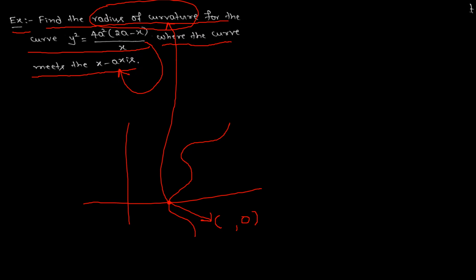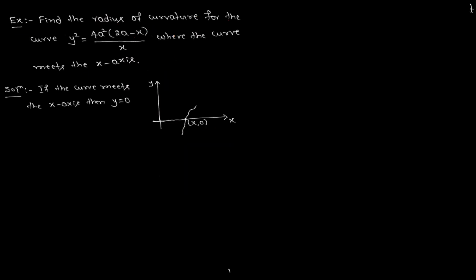Now we need to find what is the value of x at this point. For that, we will put the value of y is equal to 0 in the given curve and find what will be the value of x. Let us take up the solution now. Yes, the picture is shown here with a curve cutting the x-axis at the point x comma 0.